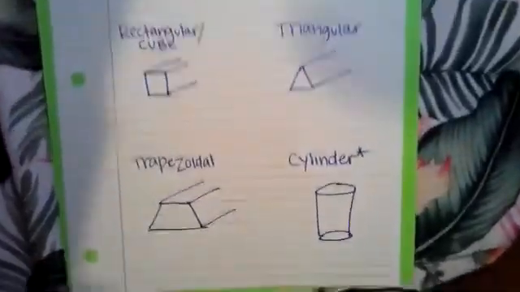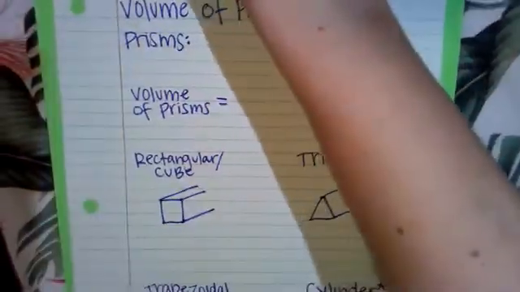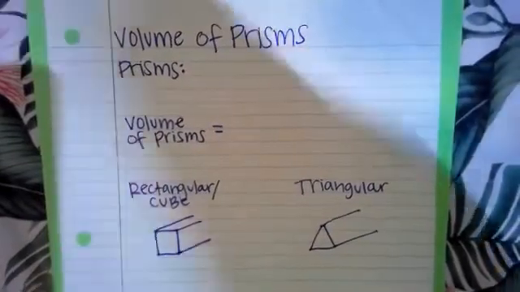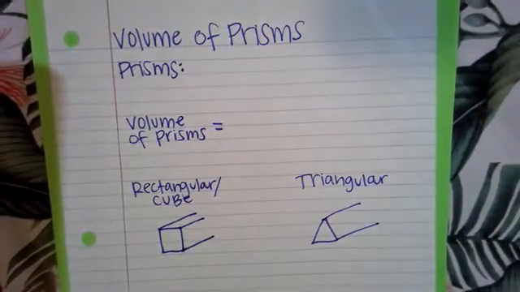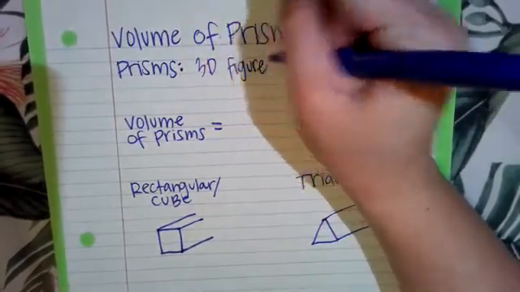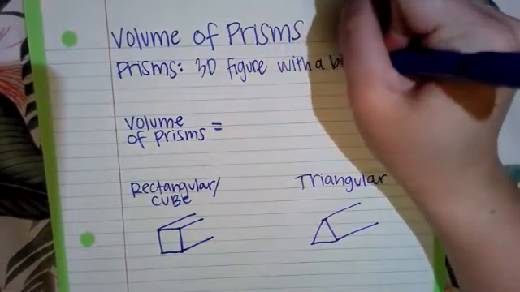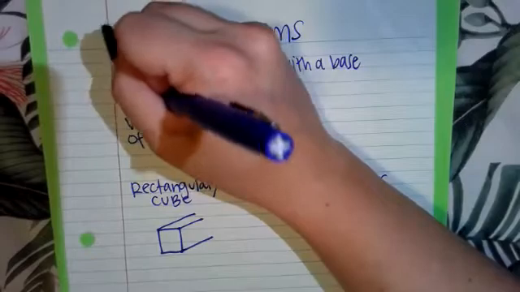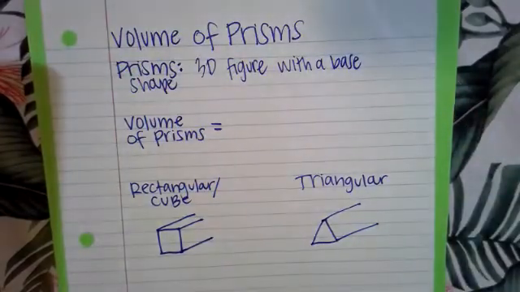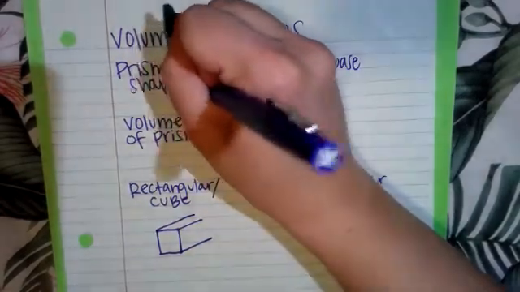Okay, so to start off by talking about the volume of prisms, there's a couple of things that we need to discuss. The first thing we're going to discuss is, what is a prism? A prism is a three-dimensional figure, obviously, that has a base shape. And you'll notice, if you haven't already seen from the videos, the base shape could be all the different kinds of two-dimensional shapes that we work with.